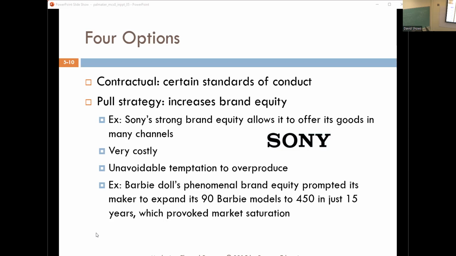The difficulty with having such a strong brand is the unavoidable temptation to overproduce. And so Barbie, in its arc, had such phenomenal brand equity during the 90s that they expanded 90 models to 450 and produced a market saturation, that dreaded saturation in which Barbie's brand equity actually started to erode.